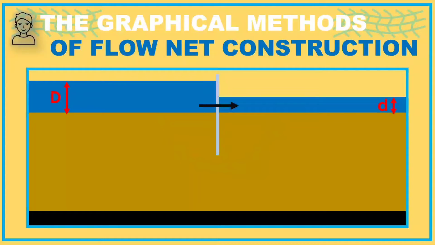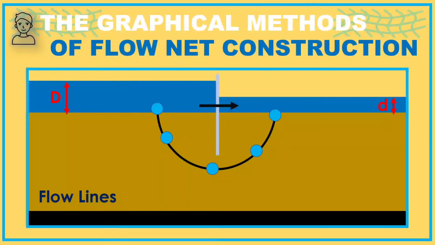So let us consider a water molecule that enters the soil at some point on the upstream surface, goes below the tip of the driven sheet and ends up at some point on the downstream surface. The flow path assumed by the water molecule is what we know as flow lines. So that is the flow of water in the soil, and the path that it is taking is what we call a flow line.